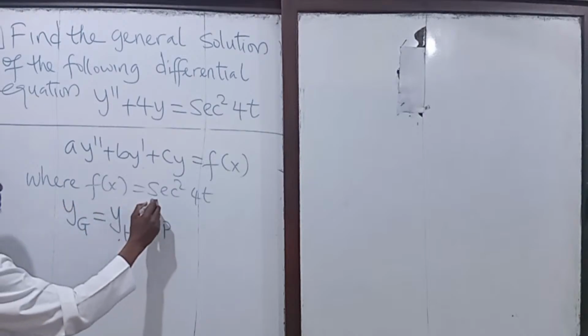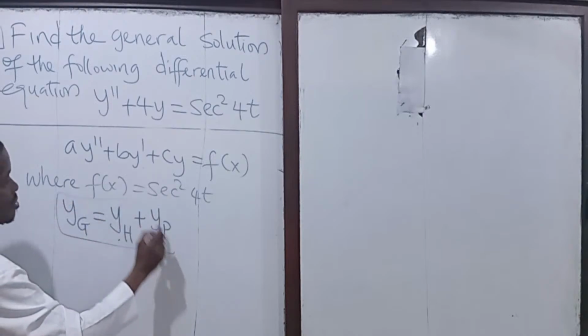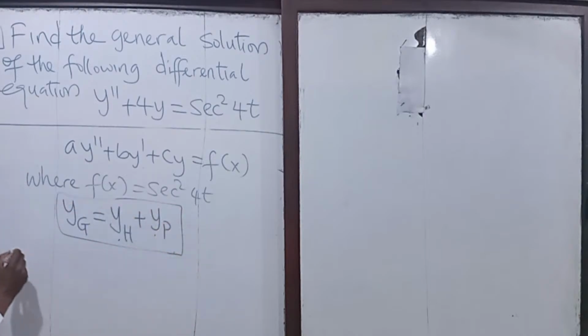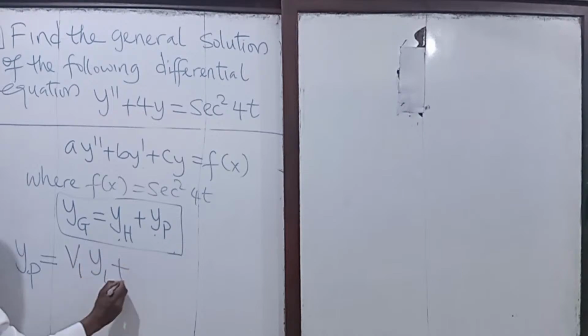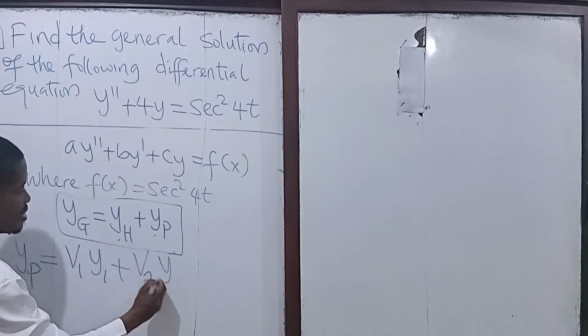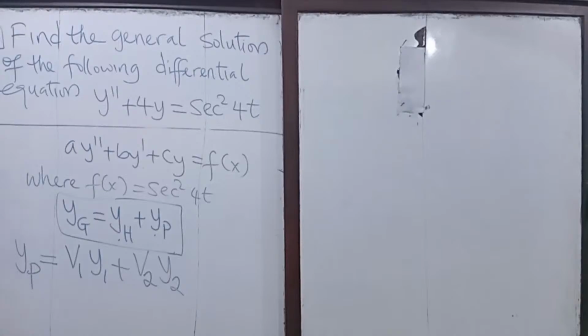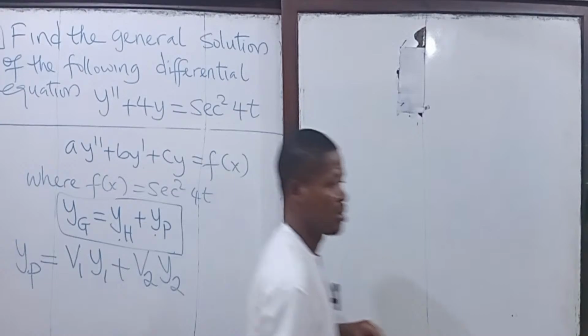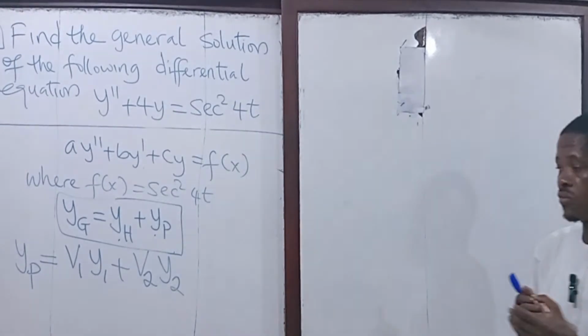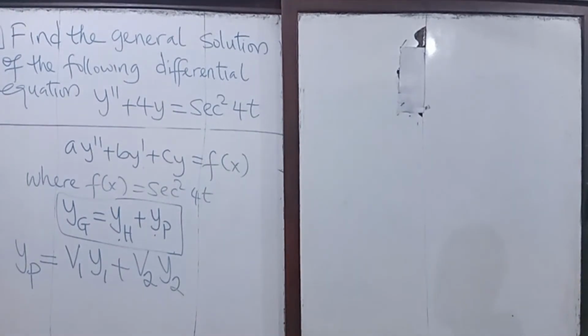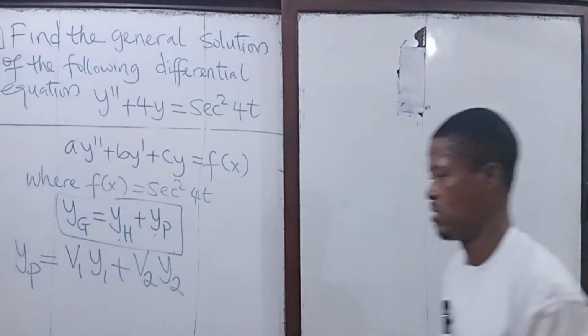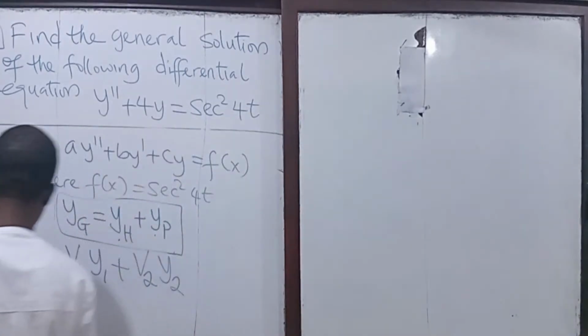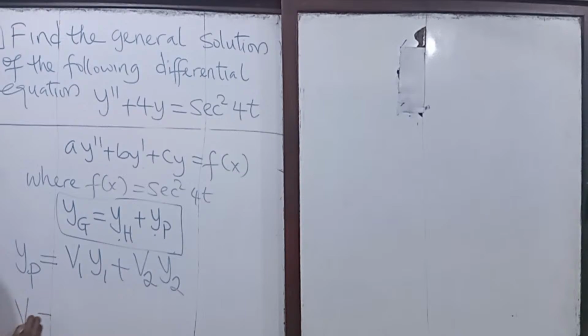So this is the general solution, where the yp for variation of parameters is this formula: v1 y1 plus v2 y2. So that's the general solution. So what is the v1? Your v1 has this formula.